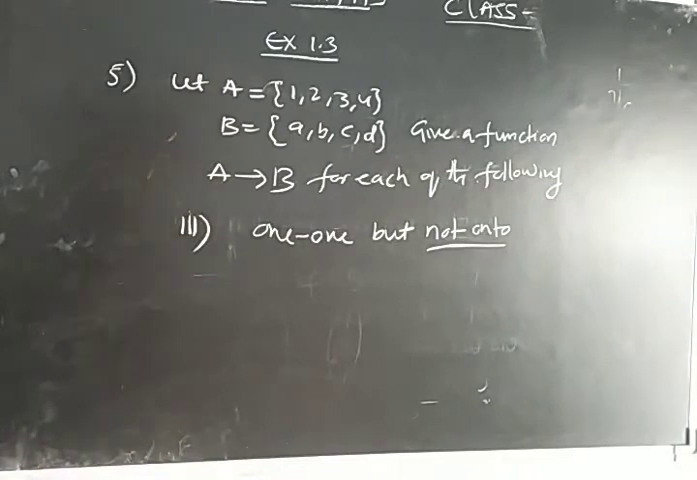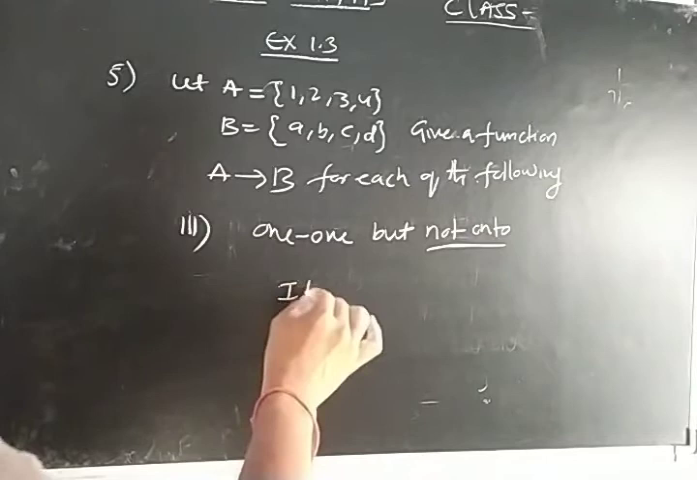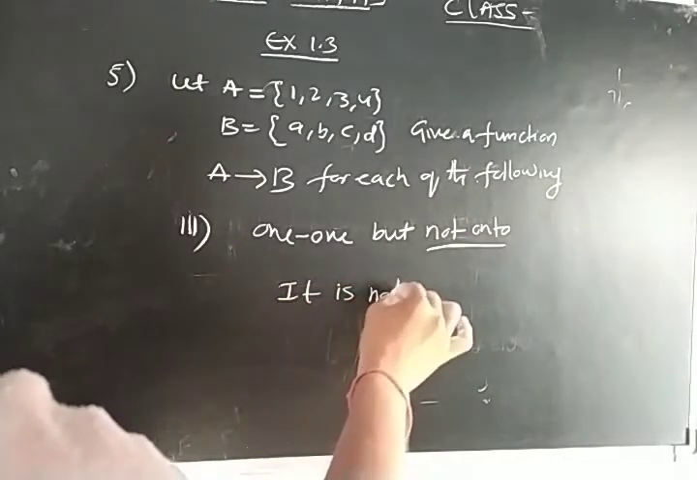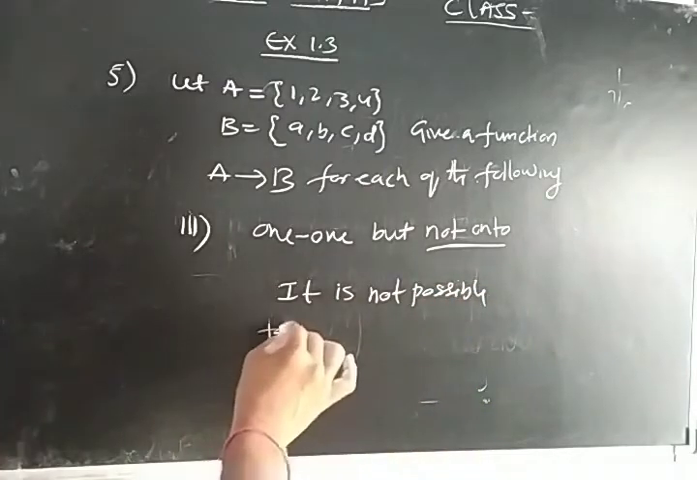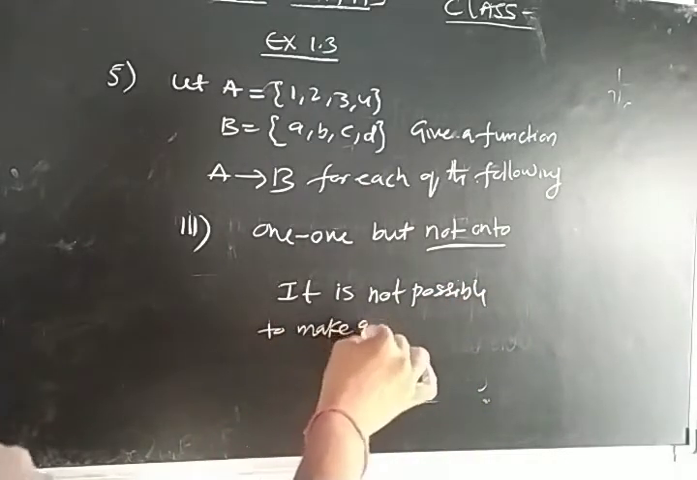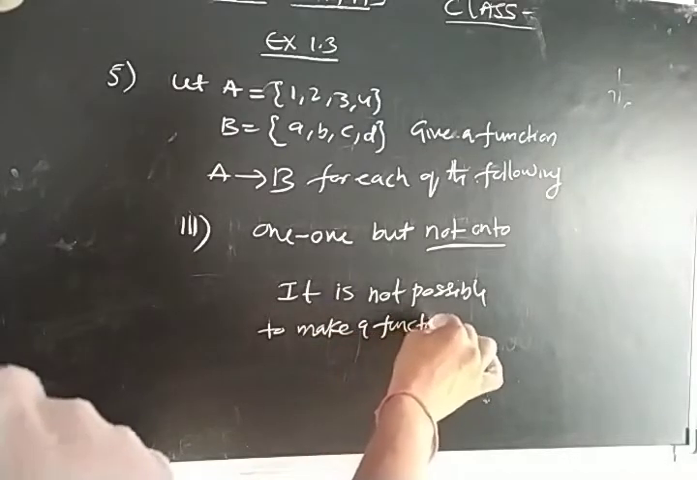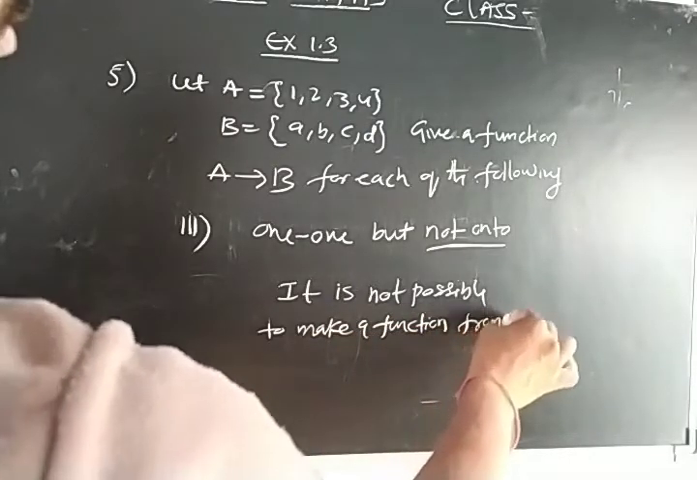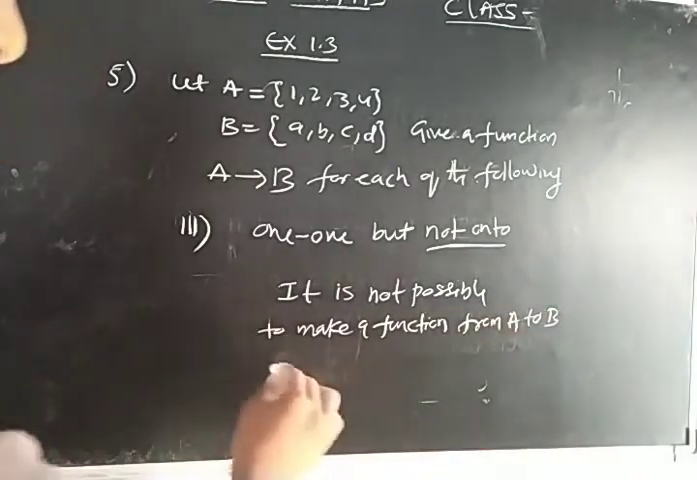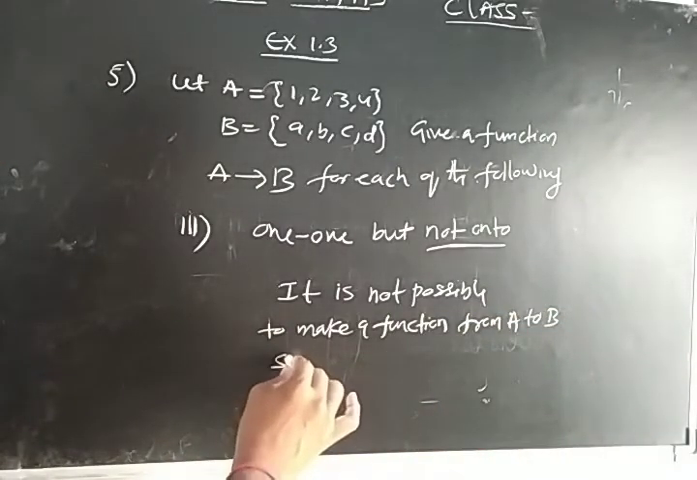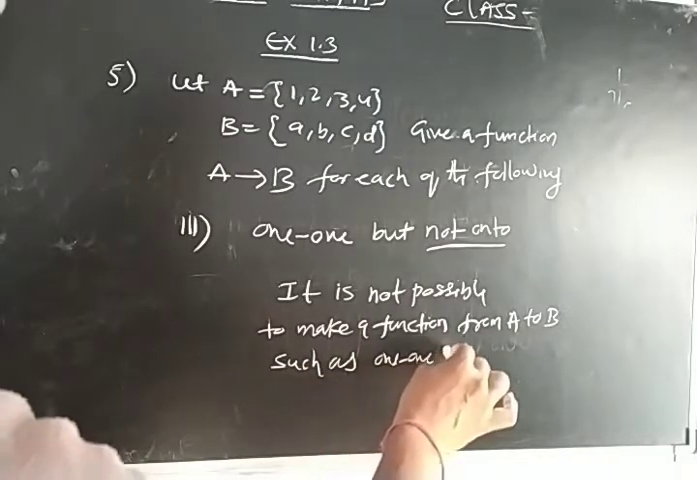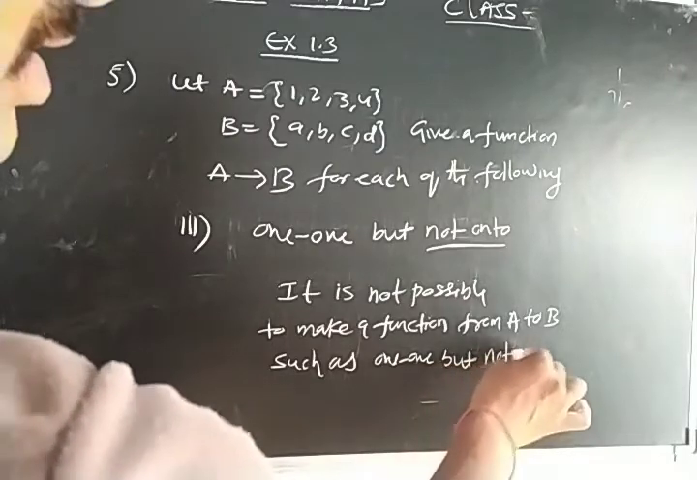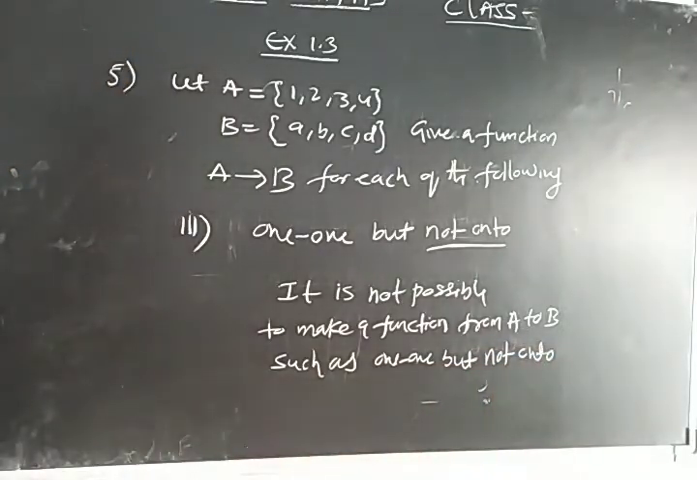So don't draw the diagram. Just for explanation I drew here. It is not possible to make a function from A to B such as one-one but not onto. Okay, it is also not possible.